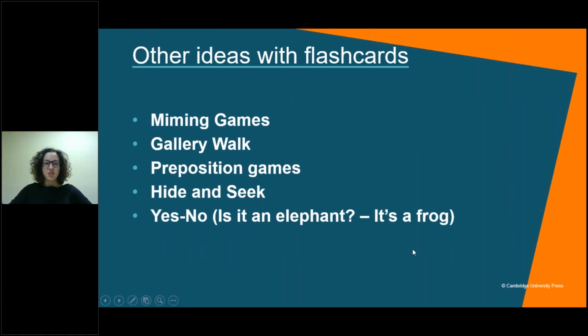Other ideas with flashcards: miming games. You can give them different animals, like this animal for one team, this animal for another team, just for one person. They look at this picture and then they have to mime it. The rest has to guess it, right? The easiest one. Gallery walk. You can hang all these pictures around the classroom, and that's a nice TPR activity. You call out an animal, and they have to run up to the flashcard on the wall.